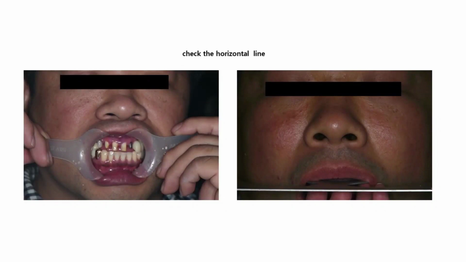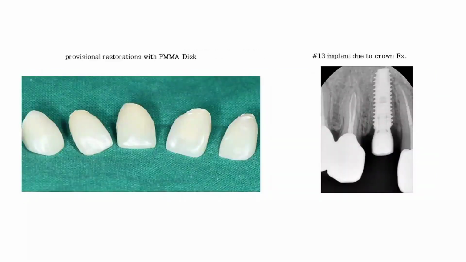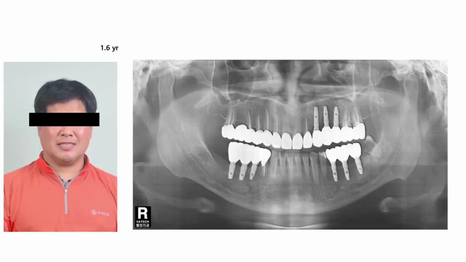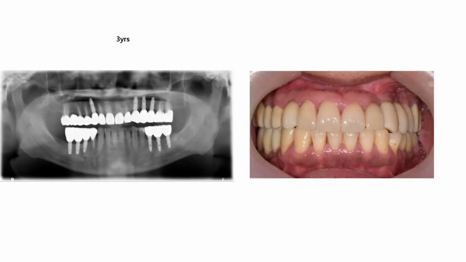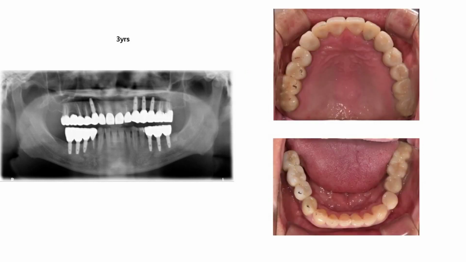The vertical dimension was confirmed, and also the horizontal line was evaluated. And for the anterior maxilla, a disc was used and made there. This is the photo after 1 year and 6 months. You can see the nice healed bone there where the cyst used to be. This is 3 years post-op. We can confirm here that it is being maintained nicely with no bone loss.